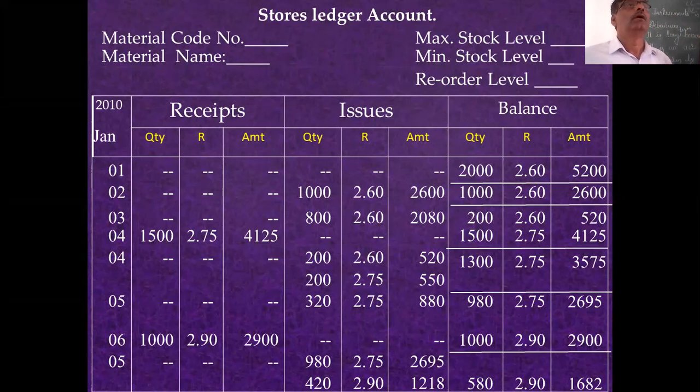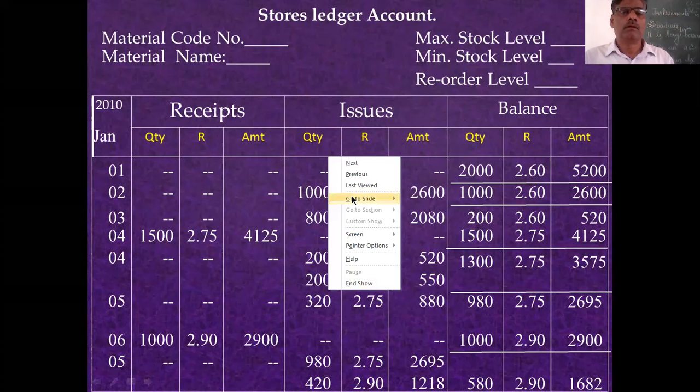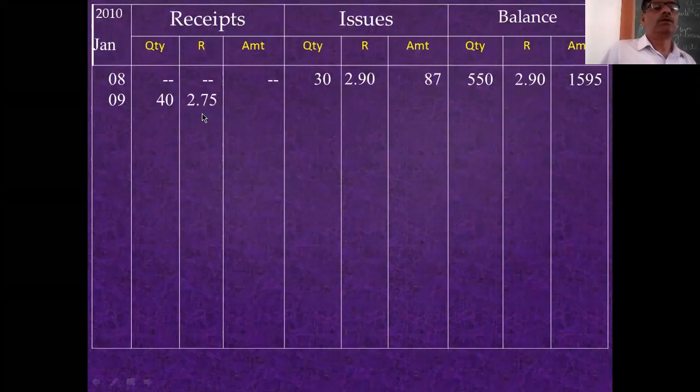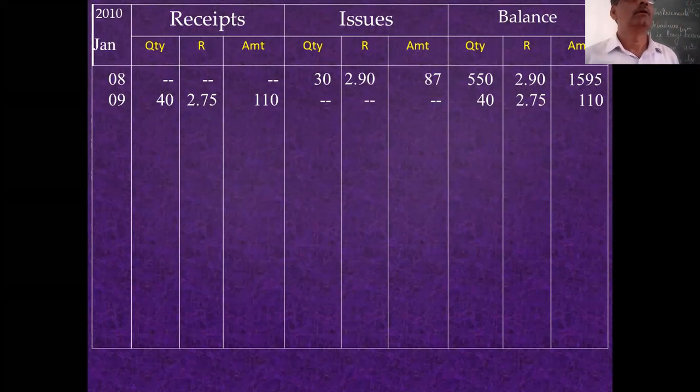Any doubt? You record in the receipt column whatever is returned by the production department. Then you go to the issue rate. At what rate you issued, you take that rate. Clear? Rate is 2.75. Any doubt about this? Then multiply: 40 into 2.75 is 110. And you take the same quantity to the balance column: 40 at the rate of 2.75, 110. Clear?